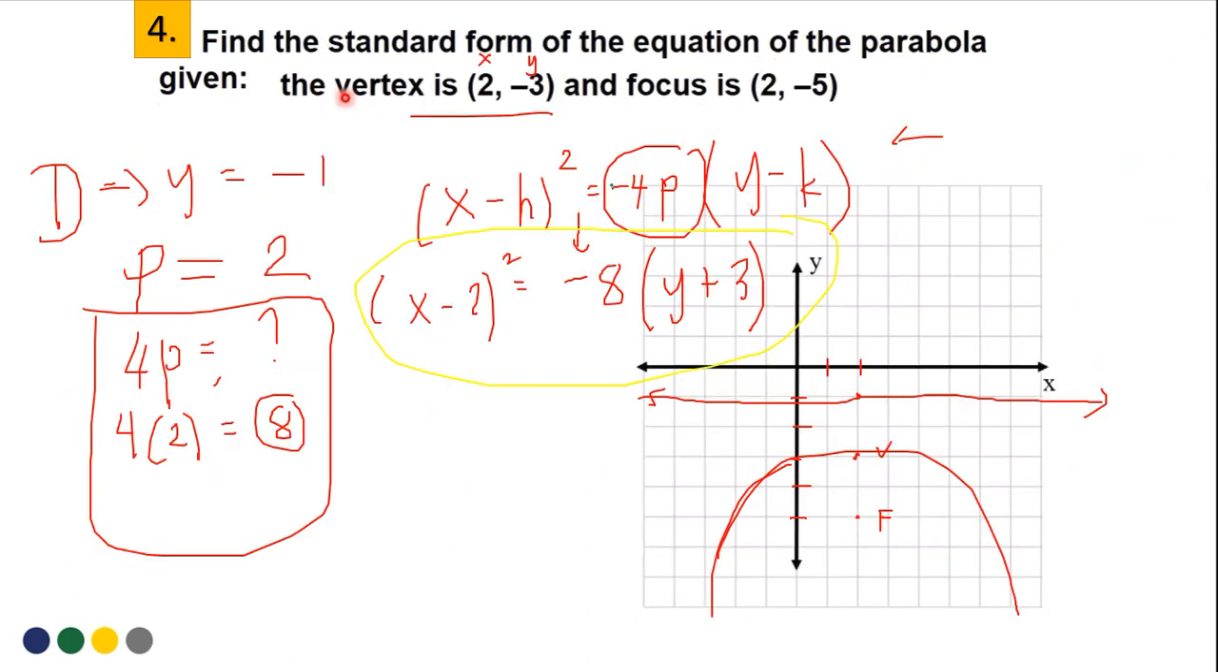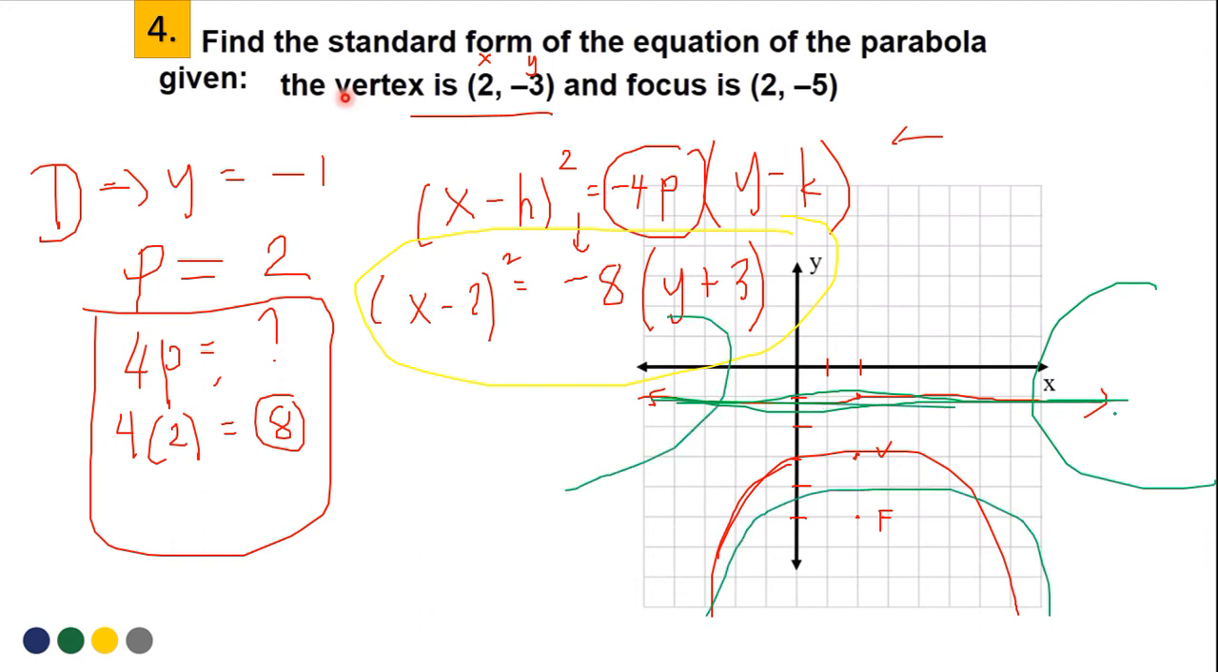Number 4. Find the standard form of the equation of the parabola given the vertex is (2, -3) and focus is (2, -5). Oh, binigay na yung vertex, binigay na yung focus, guys. Oh, tingnan nyo. Pag binigay na yung vertex at focus, balik na rin mo, yun ang directrix. Naka-close na yung kanyang border pa-upward. Okay? So, hindi ka pwedeng mag-left, hindi ka pwedeng mag-right. Possible answer, downward. Kasi sarado na yung upward. Hindi din pwede ang left at right, kasi nga yung directrix mo horizontal.